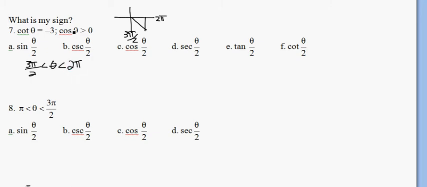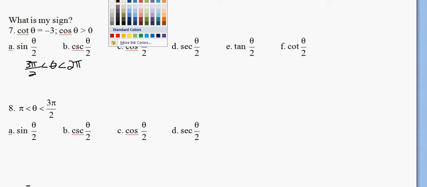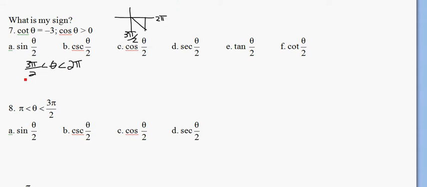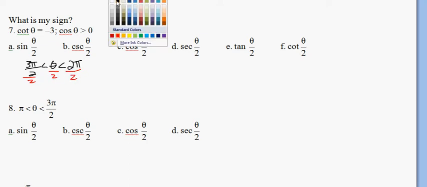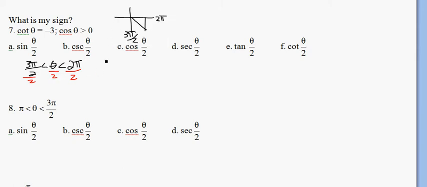So notice I'm talking about theta in this case, but I want to calculate half angle. So how do I calculate half angle values? I divide all three of these by 2, or probably easier, multiply them all by a half. So this gives me 3 pi quarters, theta over 2, and pi. So 3 pi quarters is over here and pi is here, so we're talking about a second quadrant angle.